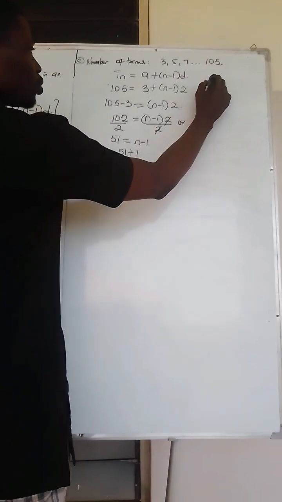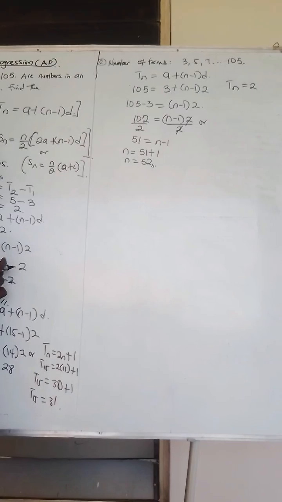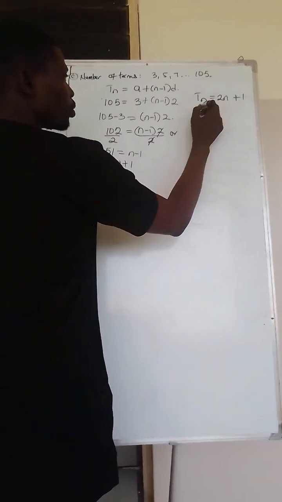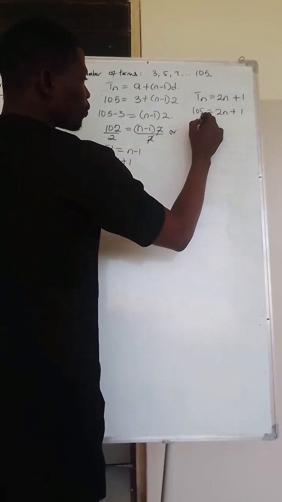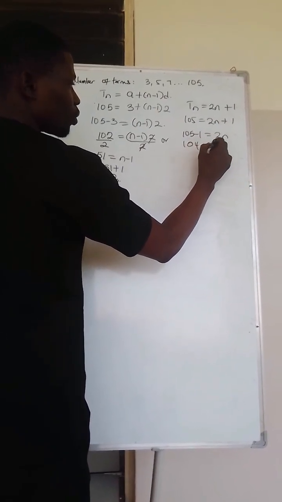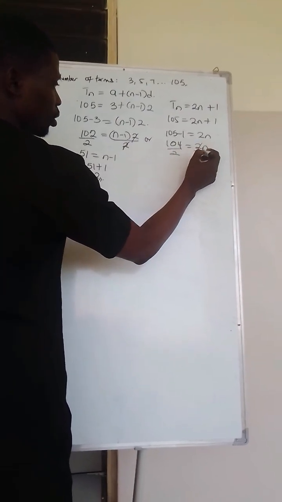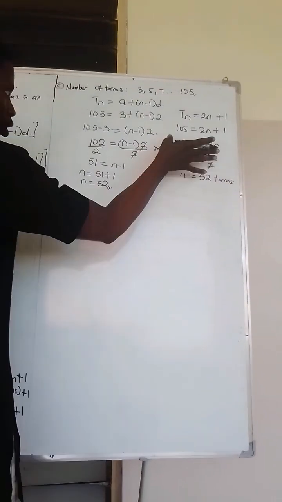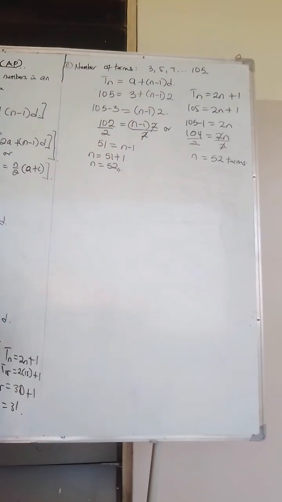Another way of solving it is using our formula. Tn equals 2n plus 1, the one we derived here. So if we have 105 equals 2n plus 1, this will be 105 minus 1 equals 2n. This will give us what? 104 equals 2n. From here, we can divide all through by 2, and our n will still be 52 terms. Because we were able to generate this formula to suit this AP, we are able to get that as easily as possible.